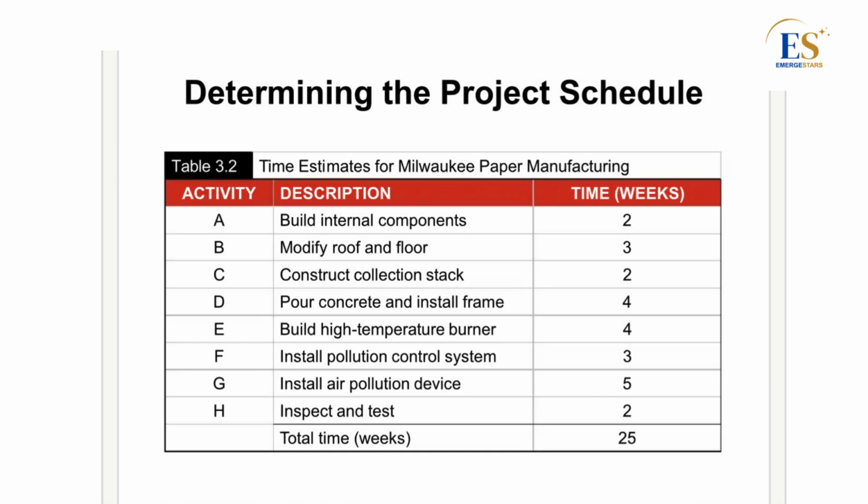Activity A, build internal components, 2 weeks. Activity B, modify roof and floor, 3 weeks. Activity C, construct collection stack, follows A, 2 weeks.